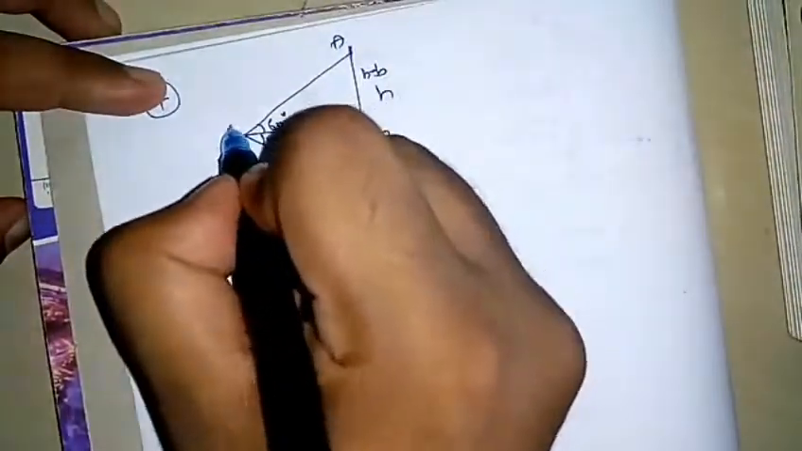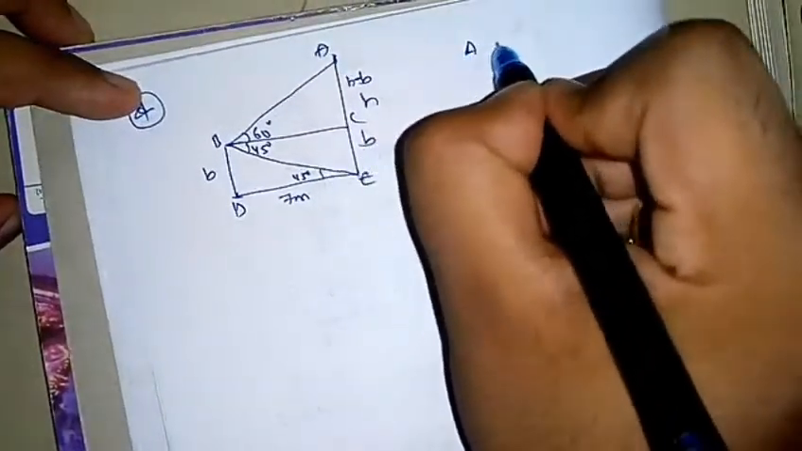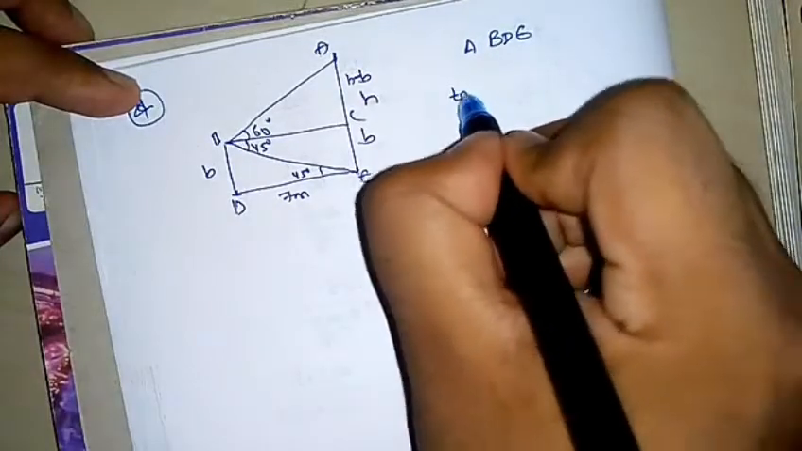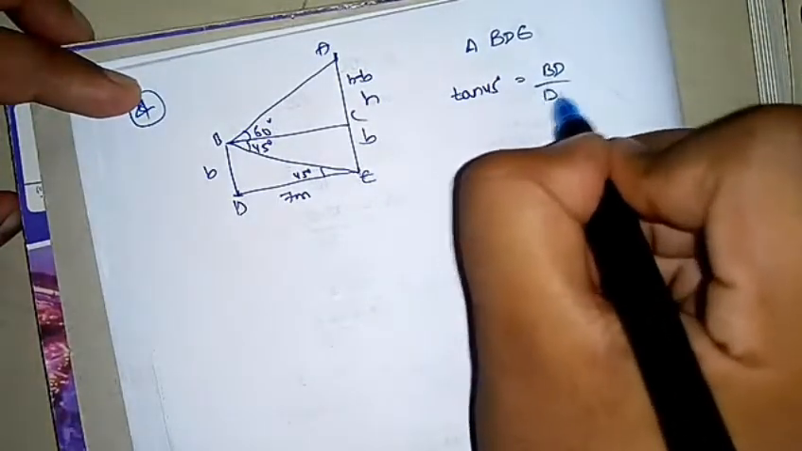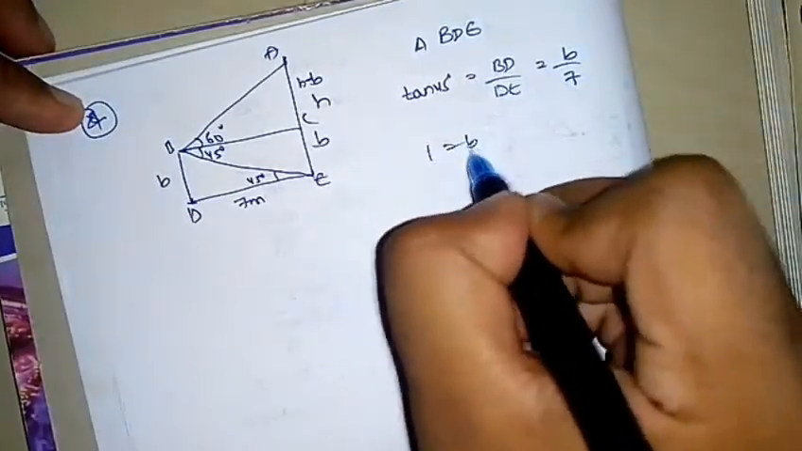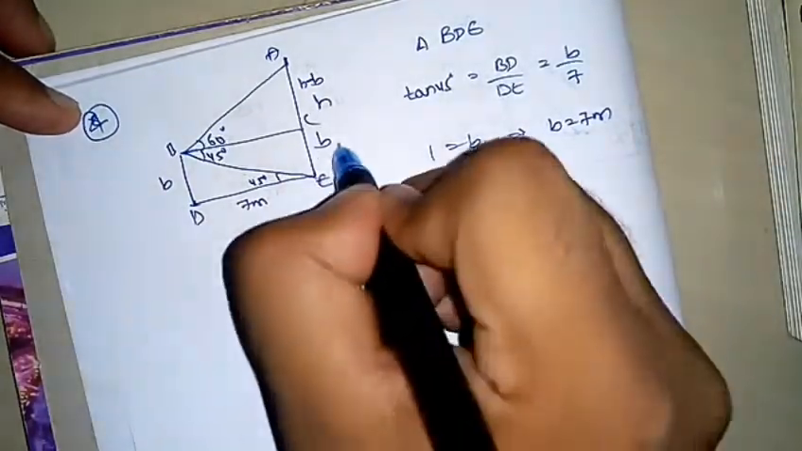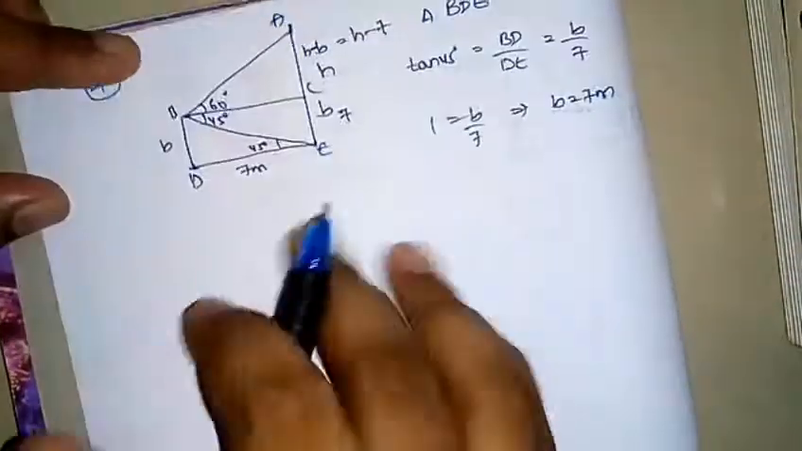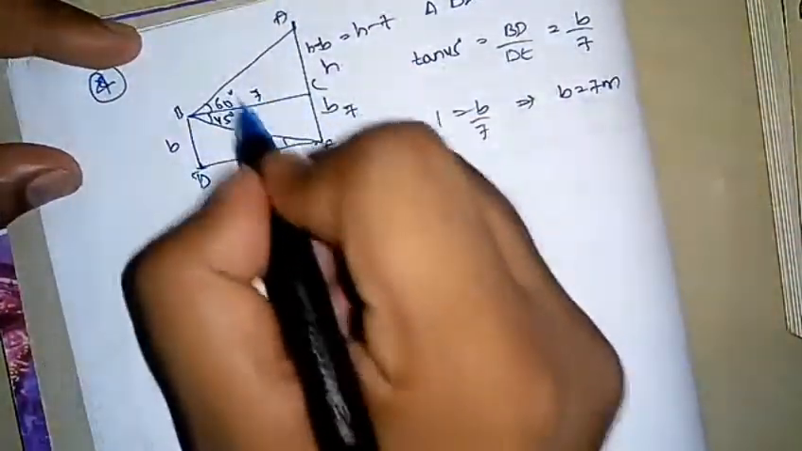A, B, C, D, E. Now in triangle BDE, tan 45 degrees is equal to BD by DE, which is equal to BD by 7. 1 is equal to BD by 7, which implies BD is equal to 7 meters. So this is 7 and this is 7. Now this will be h minus 7, and this will be 7. BC is equal to DE is equal to 7.